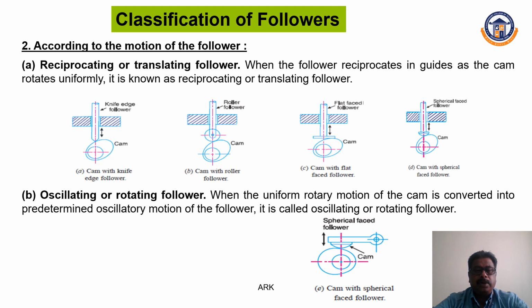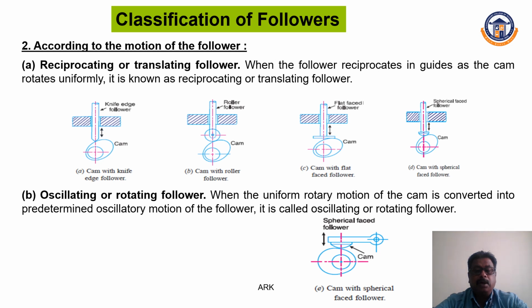Again, followers are classified according to the motion of the follower. Reciprocating or translating follower: when the follower reciprocates in guides as the cam rotates uniformly, it is known as a reciprocating or translating follower. Examples are cam with knife edge follower, cam with roller follower, cam with flat-faced follower, and cam with spherical-faced follower.